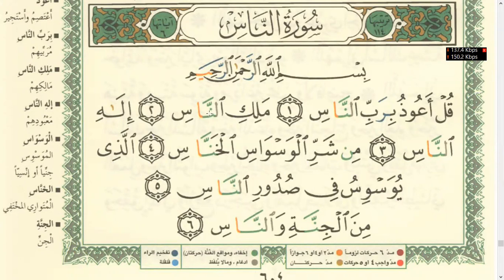So, do you know what we do when the letter is written with green color? I told you in the previous one. Try to remember. You need to read with the nose sound. Yes. And what about these orange color letters? Maybe you need to read it long. Yes, we need to read it long, twice. Okay, two times. Malikin nas, khannas.